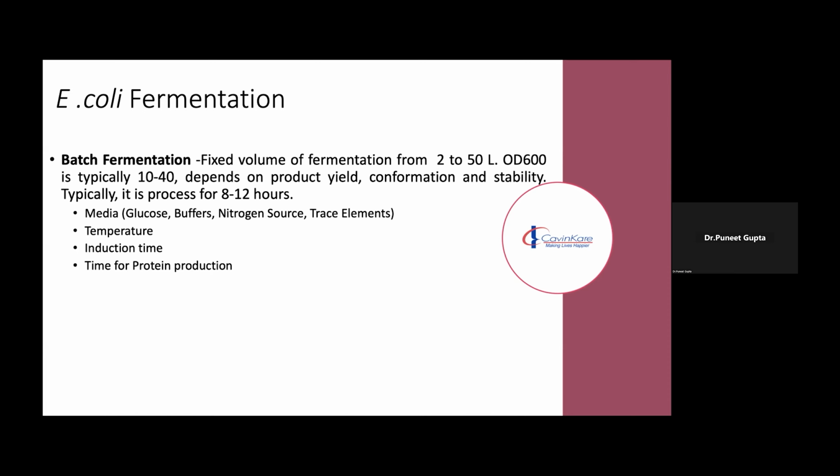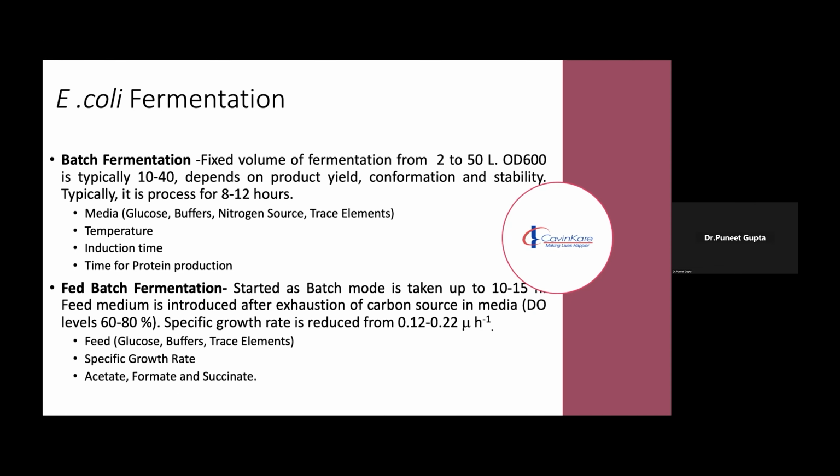So these are the parameters which you need to optimize. One is the media, what is the temperature for growing the culture, what is the time for induction, and ultimately what is the time for protein production. And once the batch is completed, after 8 to 12 hours, it is taken into fed-batch mode, in which you are exhausting the carbon source.